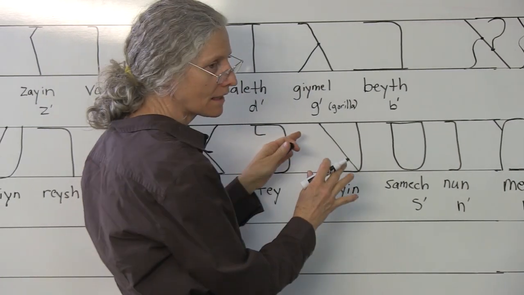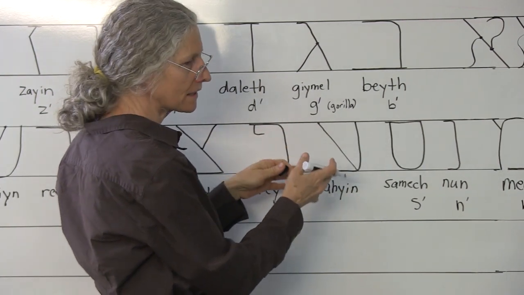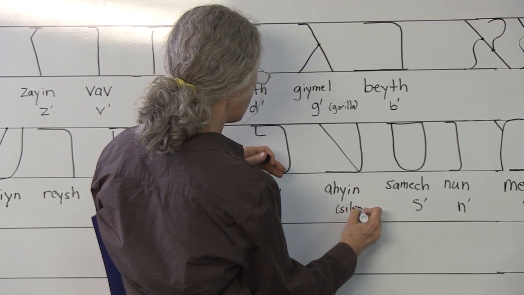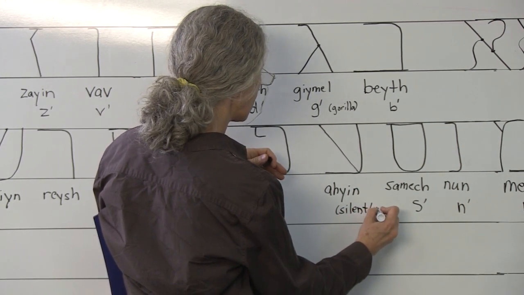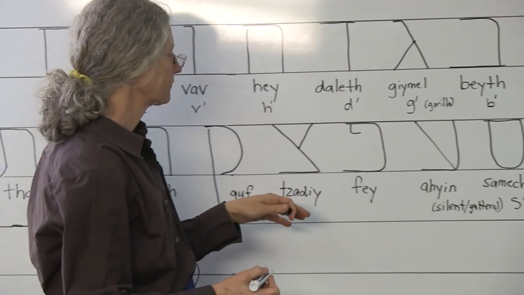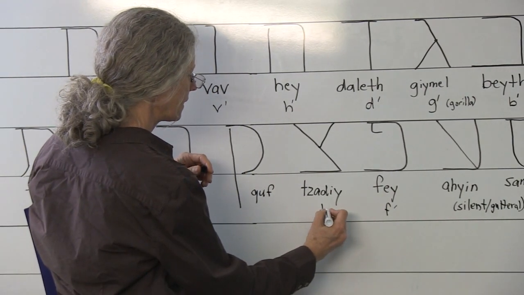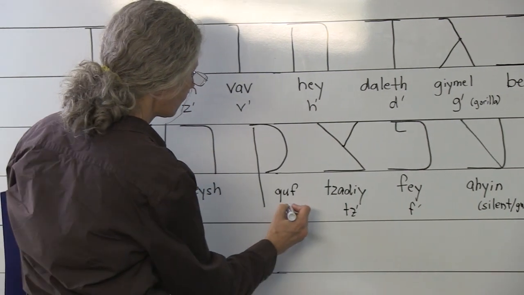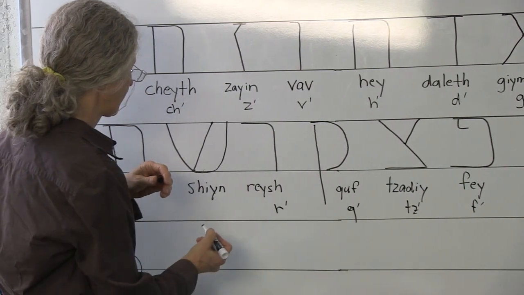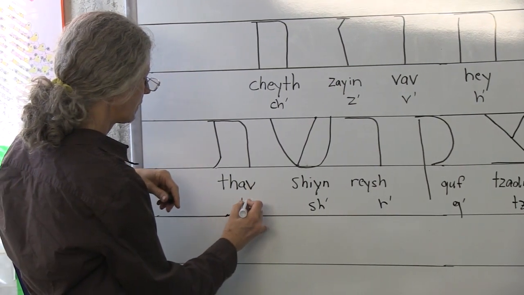Ayin, silent. But when it has a vowel, it makes that vowel sound guttural. So that's also silent. But I'll put guttural along with it, okay? It changes the vowel sound into a guttural sound. Fe is F. Tzadi is Ts. Kuf is K. Resh, R. Shin, Sh. Tav, T.